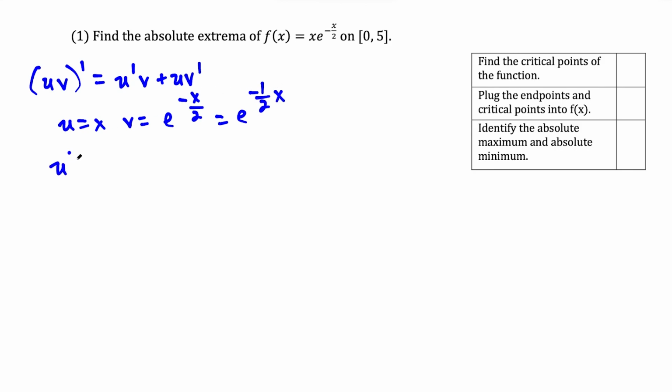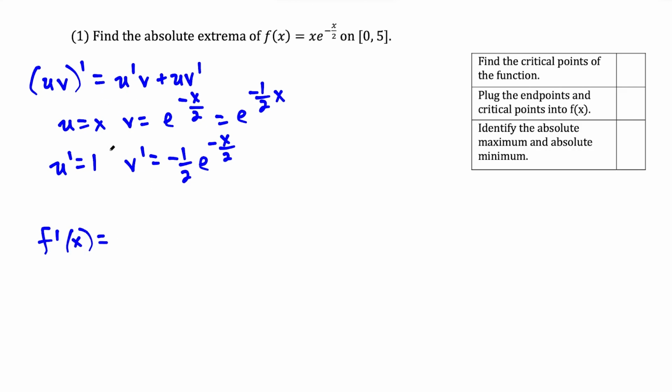So u prime is equal to 1, and then v prime, when we apply the chain rule here, we're going to have the derivative of the exponent is negative 1/2, and then we multiply by the original function, which is just e to the negative x over 2. Okay, we could write this as e to the negative half x or e to the negative x over 2, but I'll write it this way because that's how it was in the beginning. So now f prime of x, we apply the product rule now.